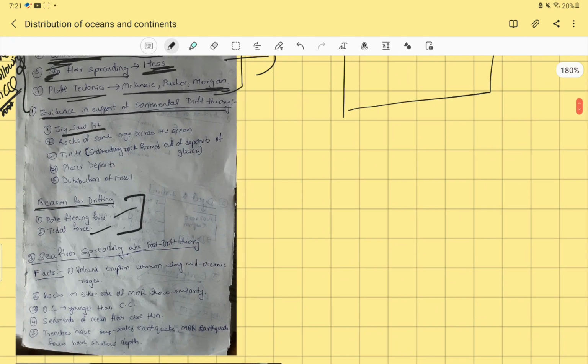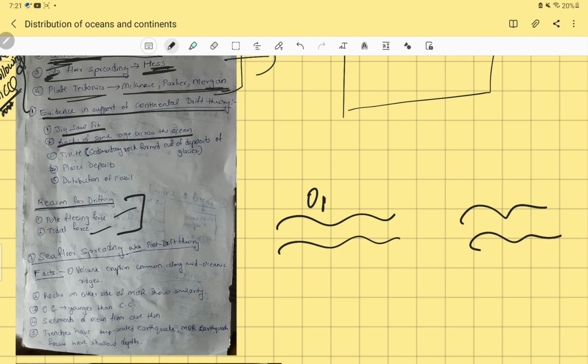The other reason he gave is rocks of the same age across the ocean. Say there is an ocean here and another ocean there, and there is some continent here. Then the rocks on either side of the ocean, this rock and this rock, are of the same age. Then the third reason is tillite.